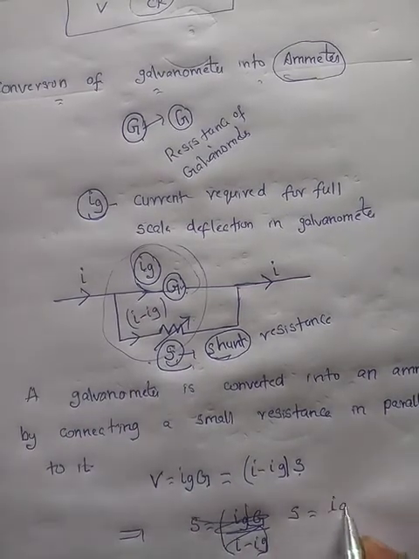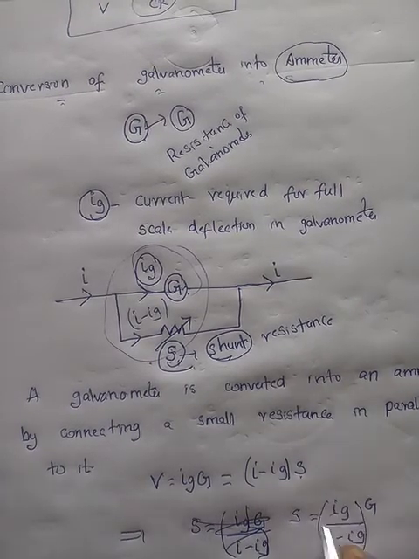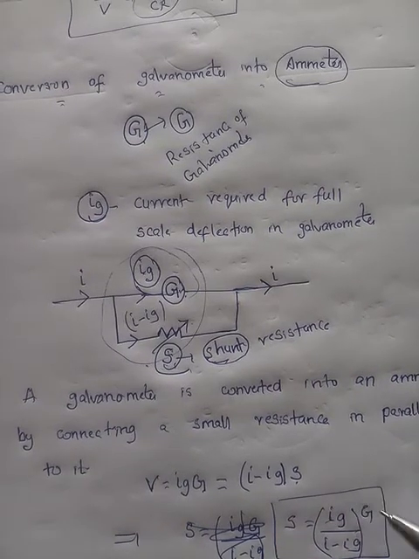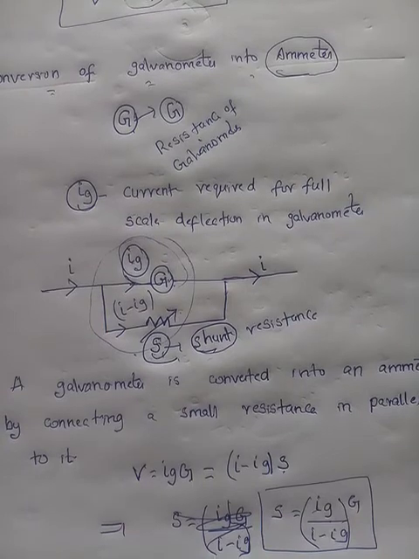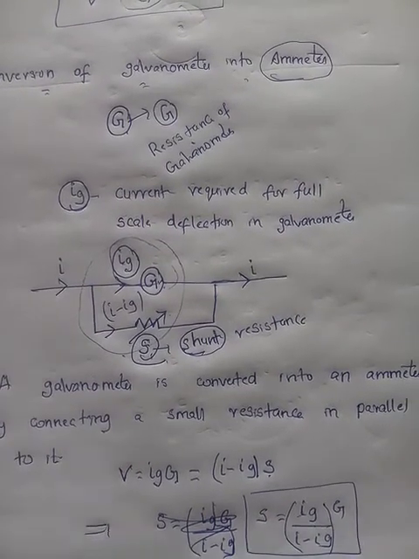S is equal to Ig into G by I minus Ig. What is this? The small resistance that we connect in parallel to convert a galvanometer into an ammeter. Ig is the current required for full scale deflection in the galvanometer. G is called the galvanometer resistance. Now here we should try to know the definition of shunt resistance.